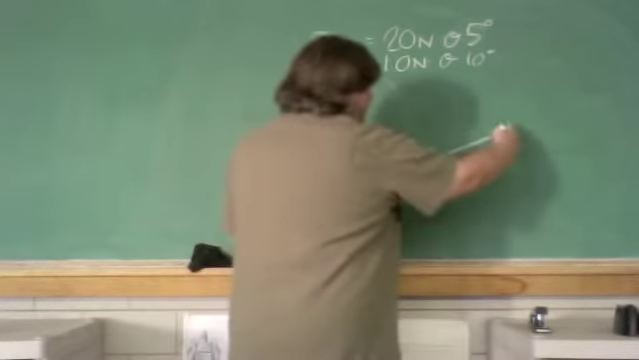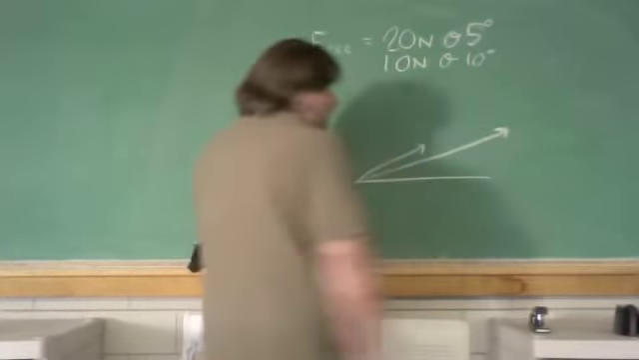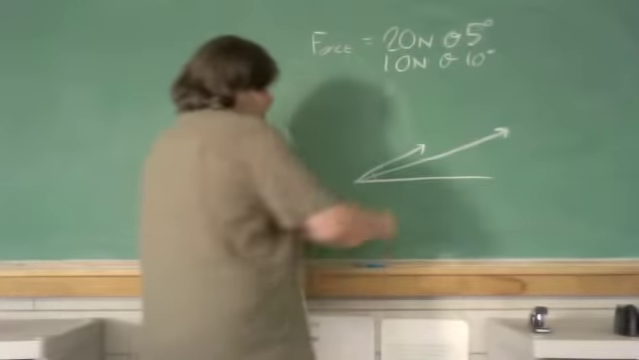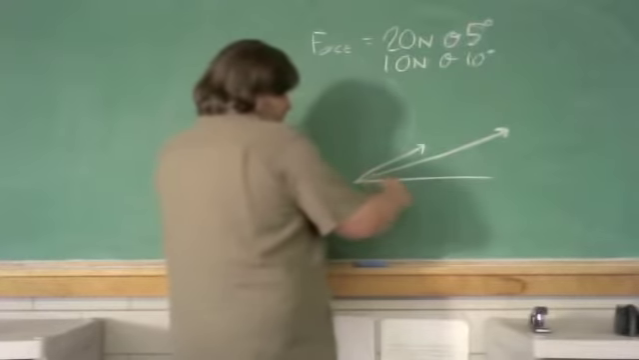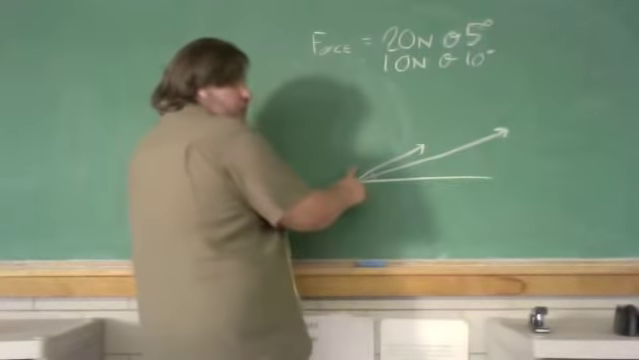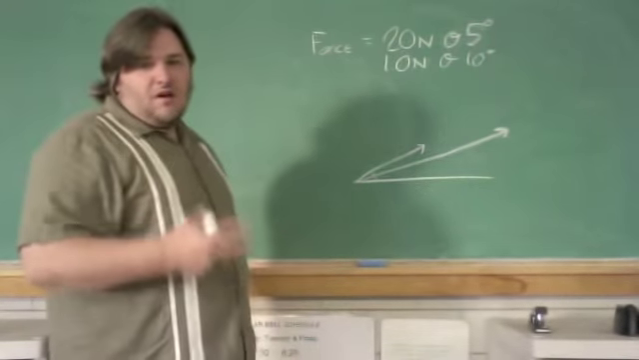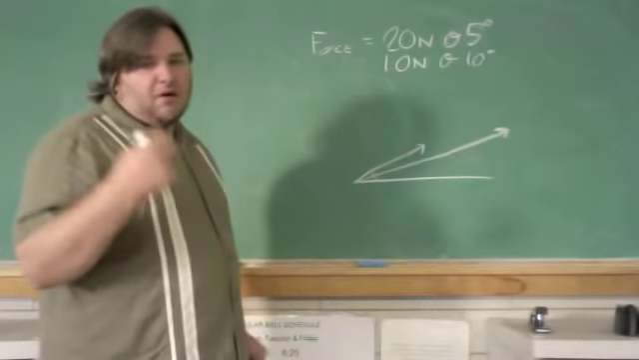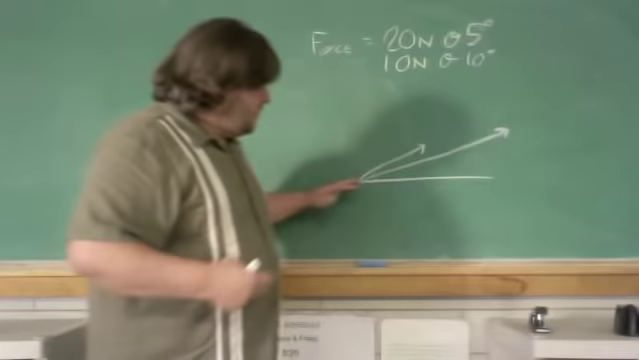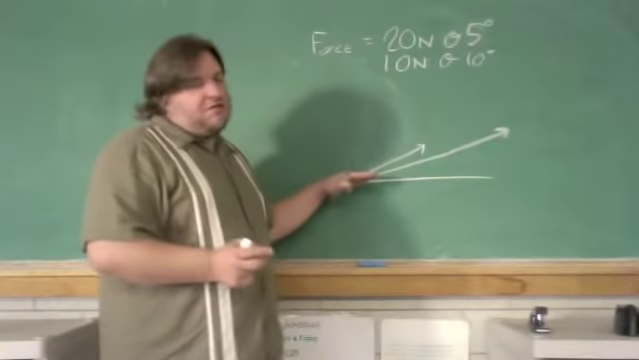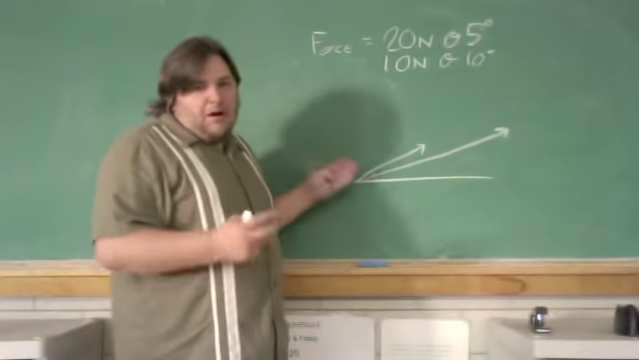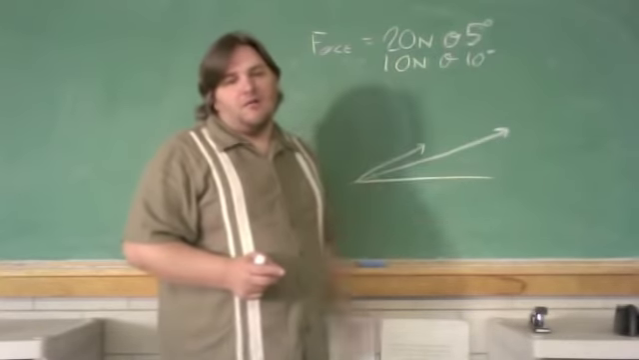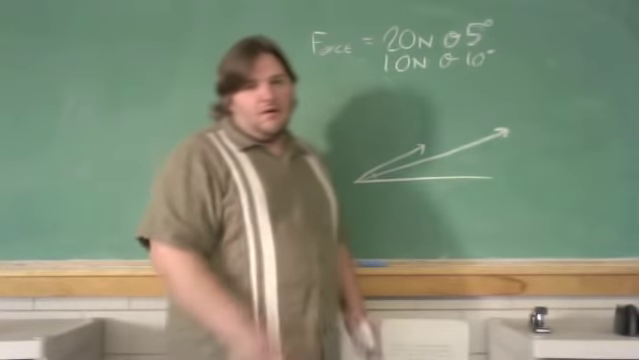So if it's twice as big in this case, it should be twice as long. If it's at 5 degrees and the next one's at 10 degrees, this one should have twice the angle. Okay? That's what we're talking about when we talk about graphical representation of vectors. These vectors, the length represents the magnitude. So a bigger force should have a bigger arrow. Cool? All right.